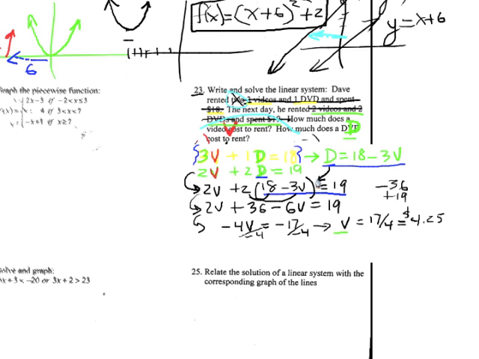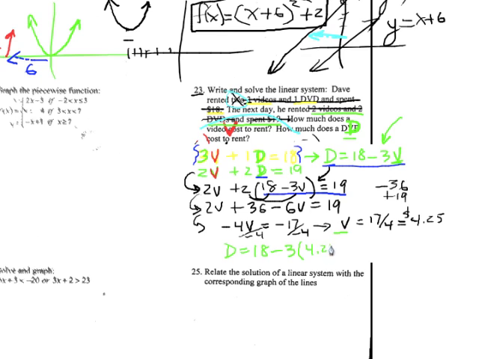And where are we going to find the cost for a DVD? Let's go back to this equation right here, because now that we have V, we can solve for the price of a DVD. We can leave it as 17 quarters, but that's the same as $4.25. So now we have D is equal to 18 minus 3, and now we're going to put in what we know about the price of the video.